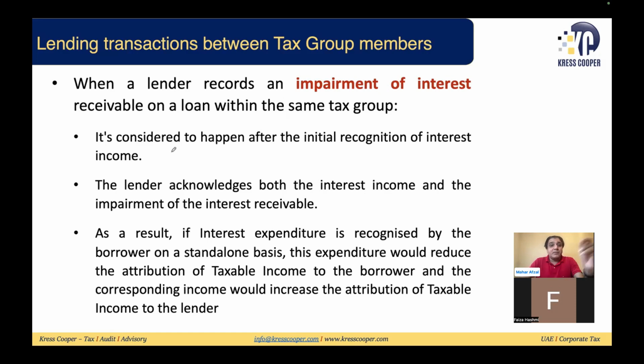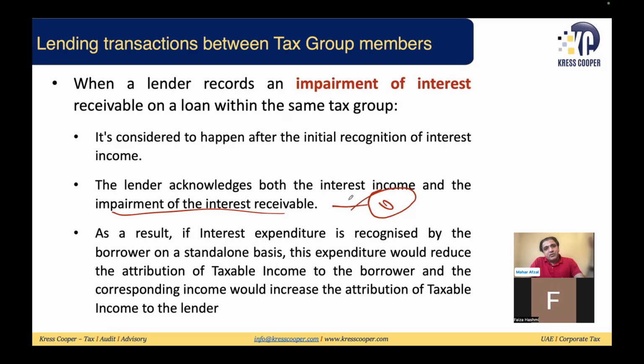Yes, the lender acknowledges both the interest income and the impairment of the interest receivable, which will have a zero impact on their financials, but presentation is necessary. As a result, interest expenditure is recognized by the borrower on a standalone basis. There is a possibility the borrower is recognizing the interest on a standalone basis. The expenditure will reduce the attribution of taxable income to the borrower. Basically, if the corresponding interest has been booked, then on impairment of interest the borrower will reverse the interest and it will have an impact on the taxable income of the borrower. And the corresponding income would increase the attribution of taxable income to the lender.